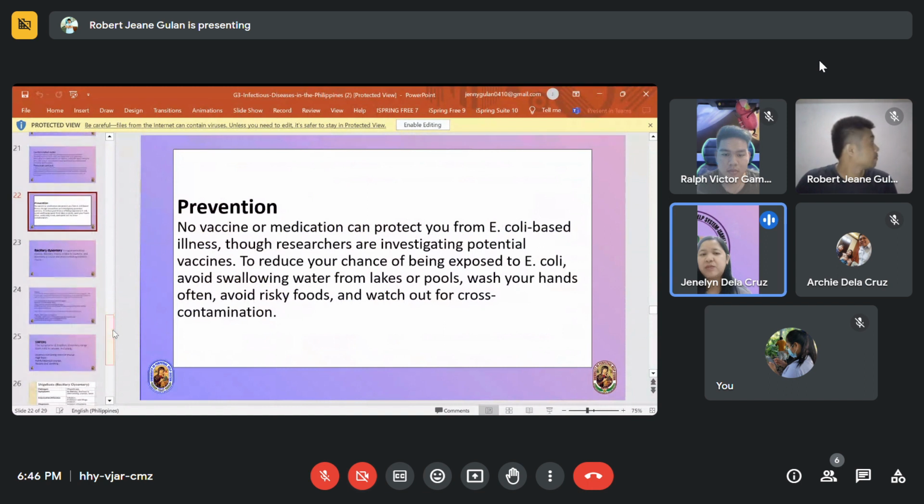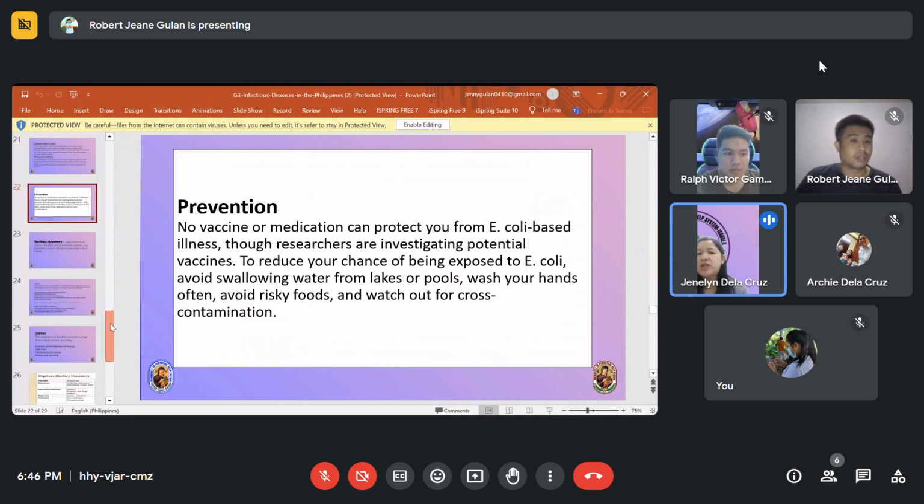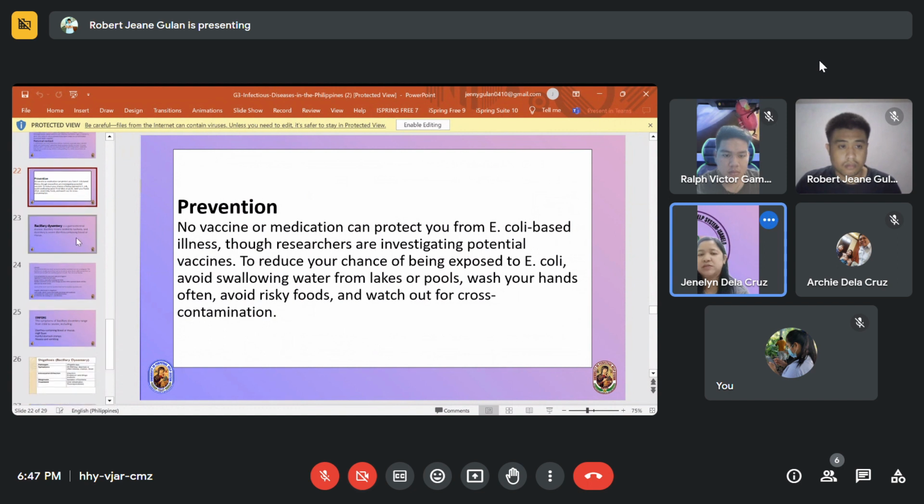Next. Prevention. No vaccine or medication can protect you from E. coli-based illness, though researchers are investigating potential vaccines. To reduce your chance of being exposed to E. coli, avoid swallowing water from lakes or pools. Wash your hands often. Avoid risky foods and watch out for cross-contamination. So, na-encourage natin yung mga lahat, hindi lang mga bata, to wash hands talaga bago kumain ng anything para ma-prevent yung mga E. coli infections.